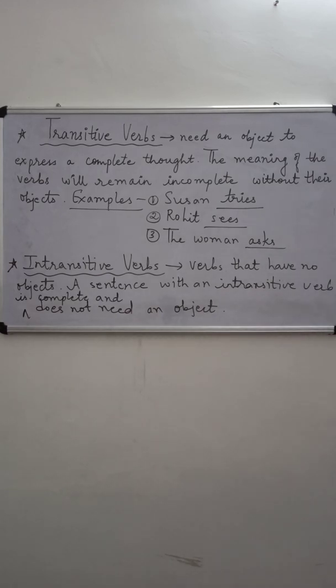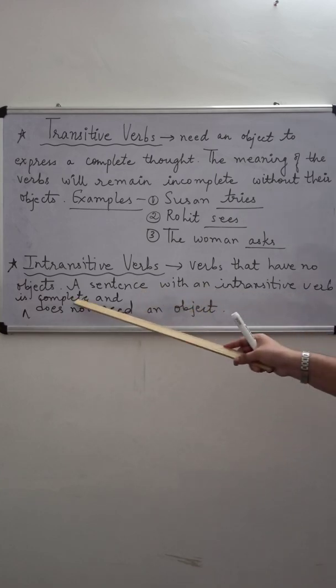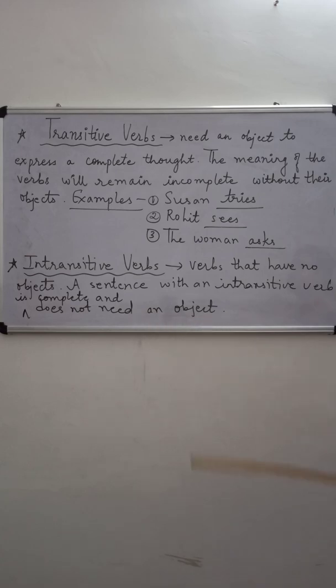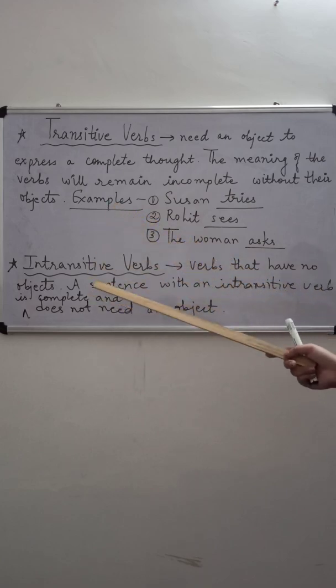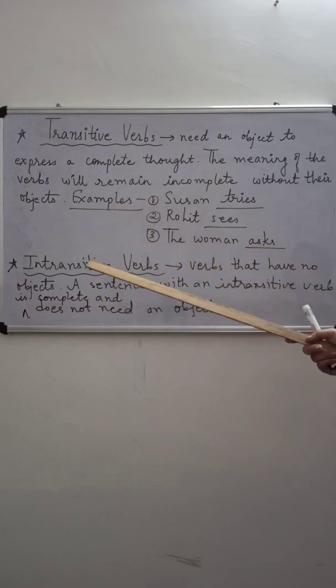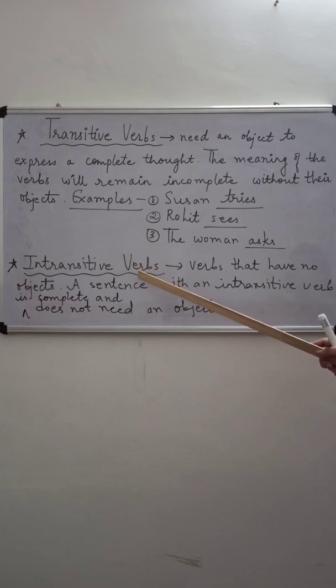Now, what are intransitive verbs? Intransitive verbs, on the other hand, are verbs that have no objects. So verbs that have no objects and they do not even need an object. The sentence with an intransitive verb is complete and it does not need an object. So it is clear that transitive verbs are the ones that need an object to complete their sentence. They remain incomplete without their objects. And on the other hand, intransitive verbs do not need an object. The sentence is complete.